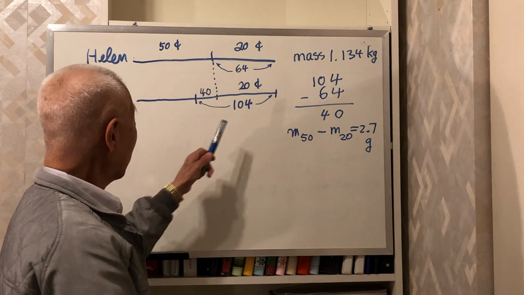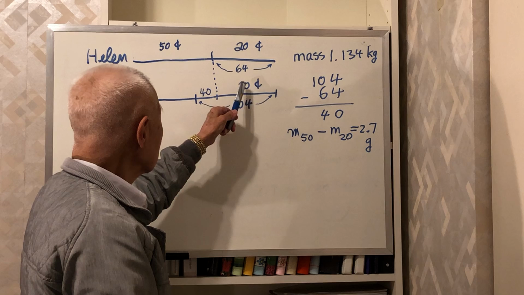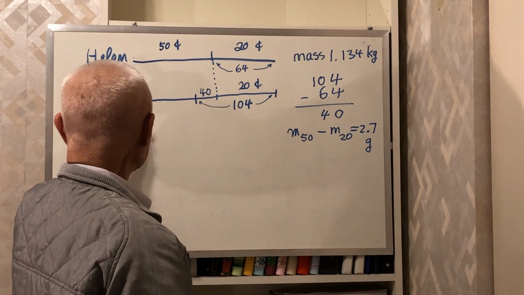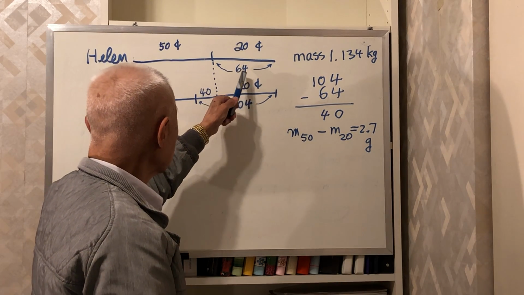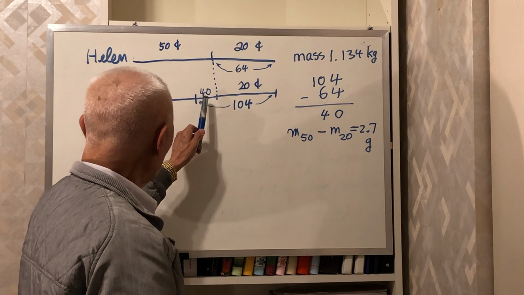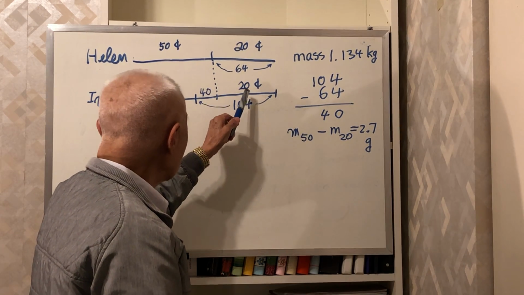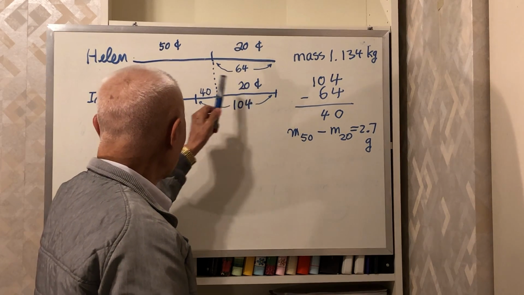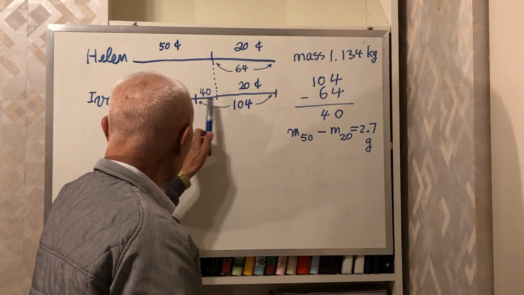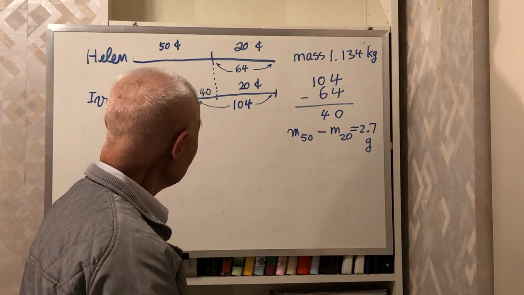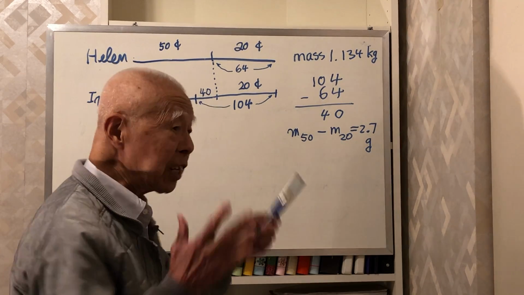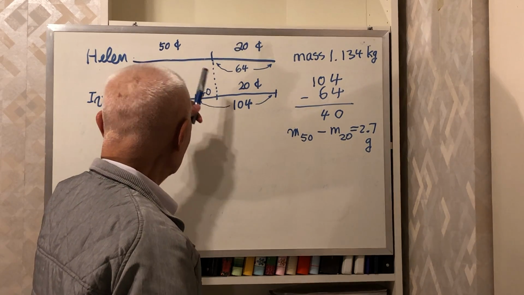Ivan has 104 20-cent coins, but Helen has only 64 20-cent coins. So Ivan has 40 more 20-cent coins than Helen has. Okay, this is 40 more. Who has more money? The value of money. Who has more value of money?